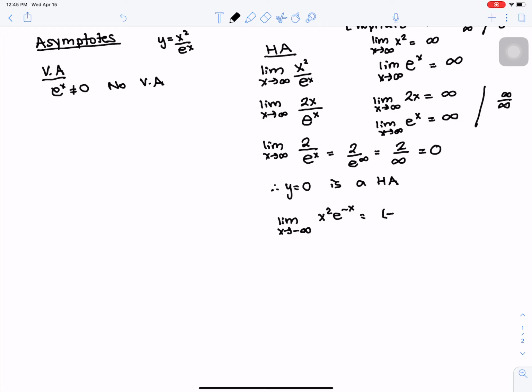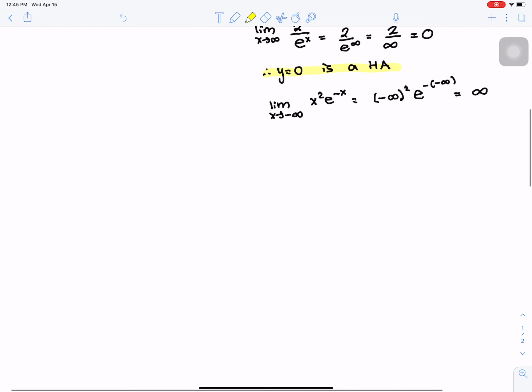So this would be negative infinity squared, which is a large number, e to the negative of negative infinity, which would be e to the positive infinity, which would be large number times large number, which is large number. So here I get y equals 0 as a horizontal asymptote, no vertical. So again, we're going to start doing a rough sketch of our graph as we move along.